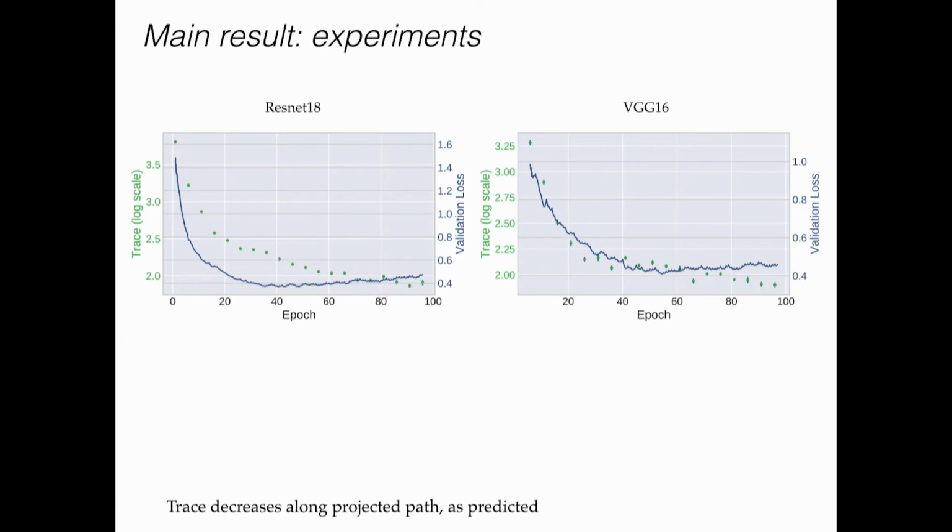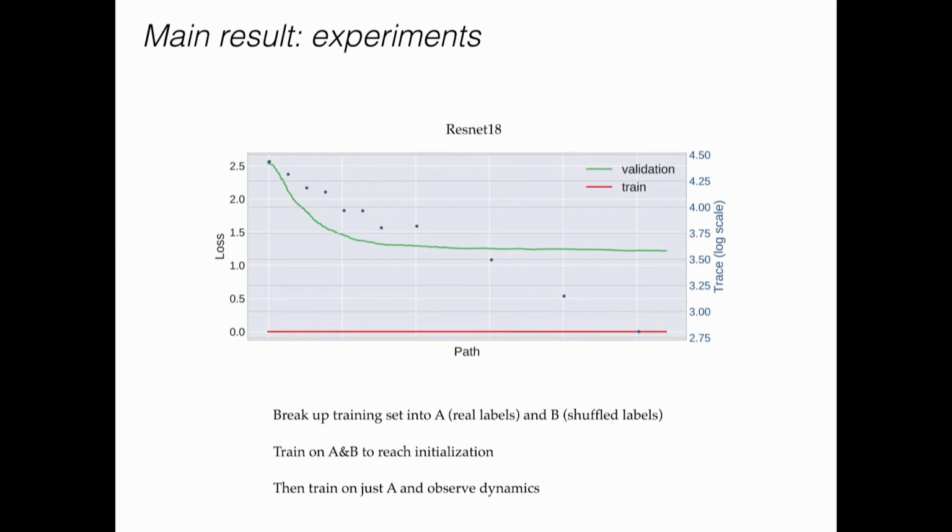Another kind of experiment that you can do is to take CIFAR10, and break the training set up into half that has real labels, half that has shuffled labels. Train on both, and use that as your initialization. So now you have a model that will get perfect performance on this data set that's half corrupted, and then get rid of the corrupted labels and just keep training on the half that has real labels. And what you find is that, of course, the training loss is 0 the whole time. The validation loss is going down, because we basically have gotten rid of the random labels. And as you do this, indeed, the trace also decreases.